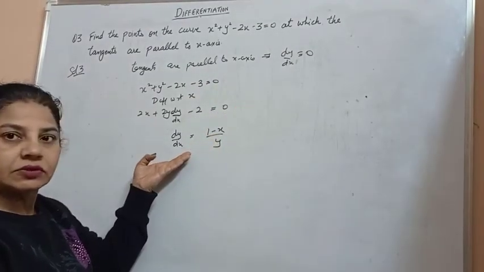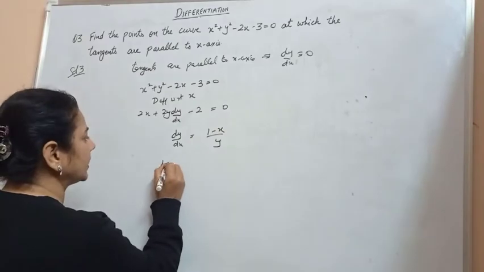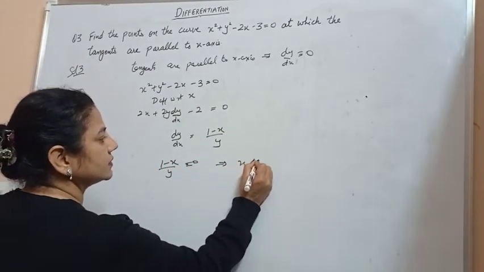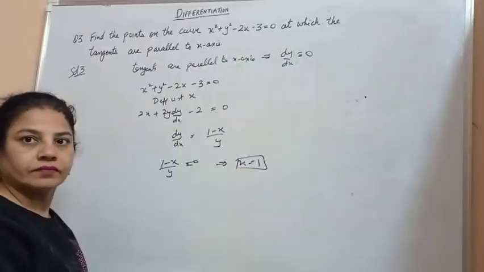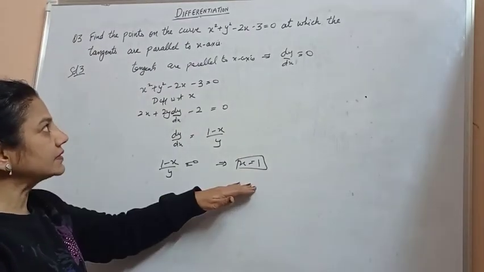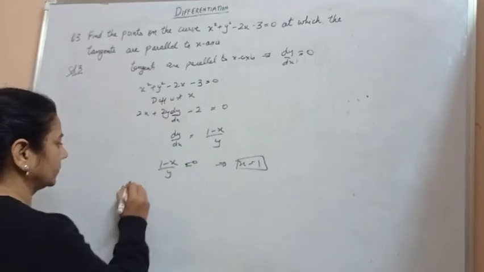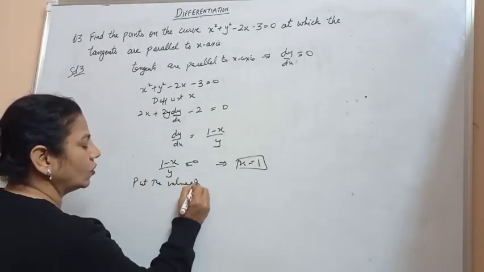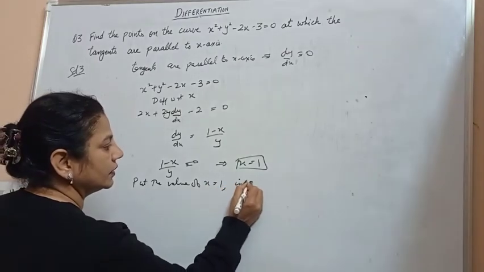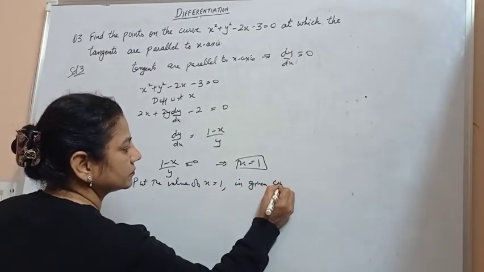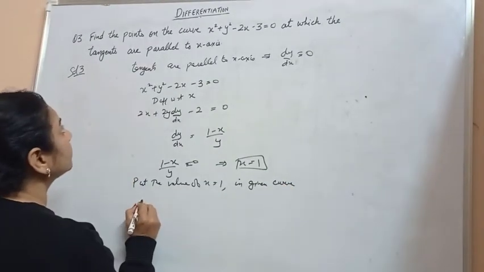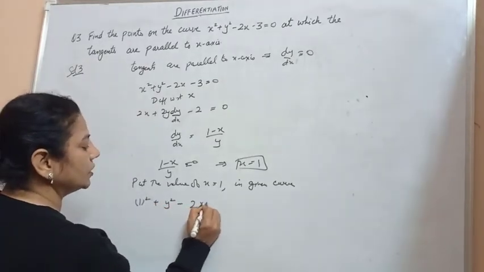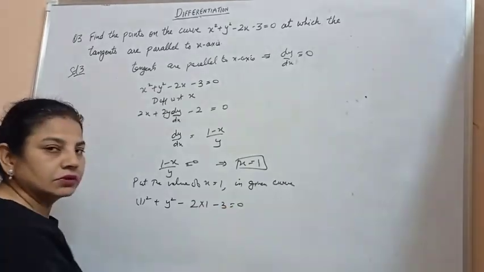So if I put this equal to 0, what should I get? 1 minus x upon y is equal to 0, which implies x is equal to 1. Put the value of x in the given curve. Put x is equal to 1 in the given curve. We get 1 square plus y square minus 2 into 1 minus 3 is equal to 0.